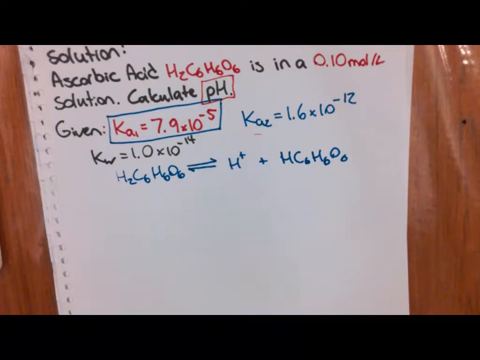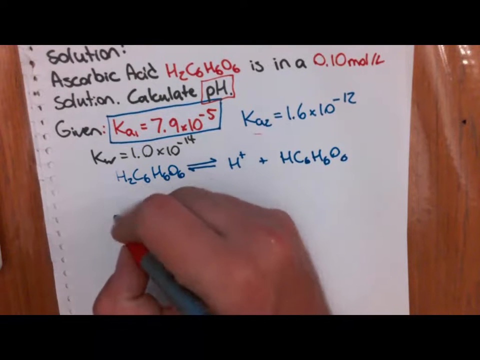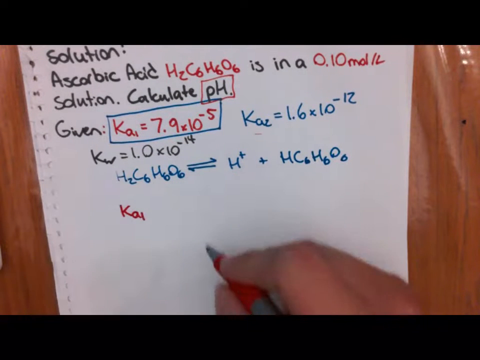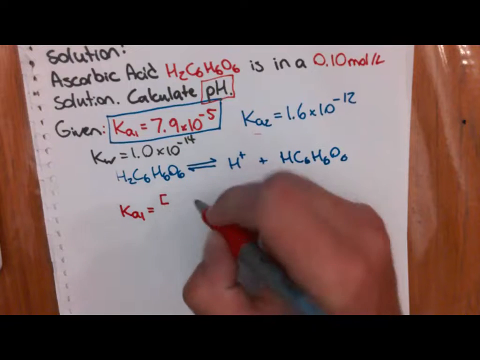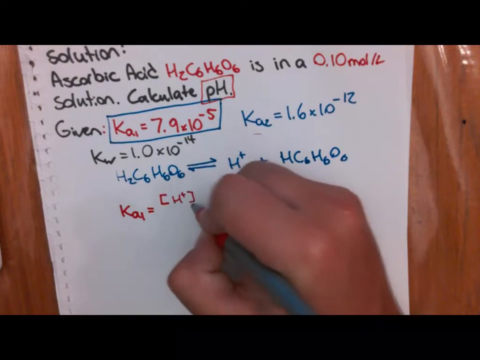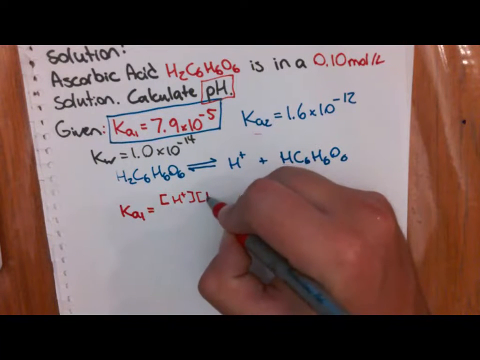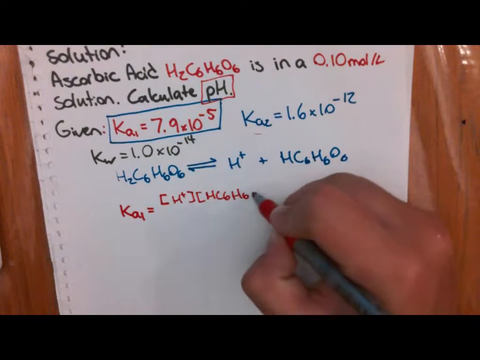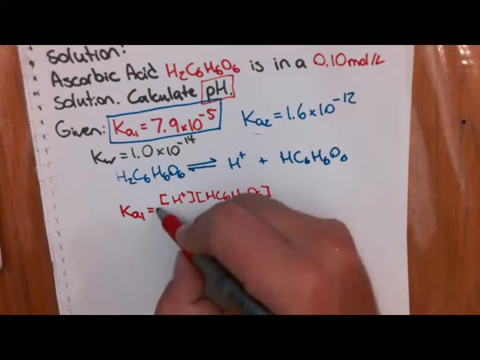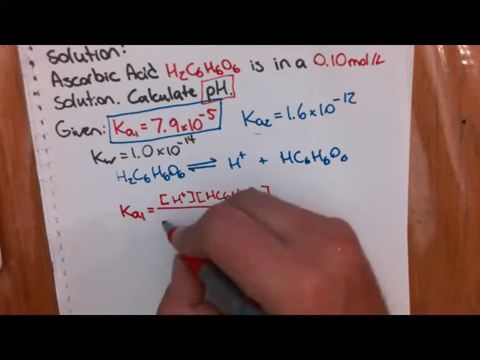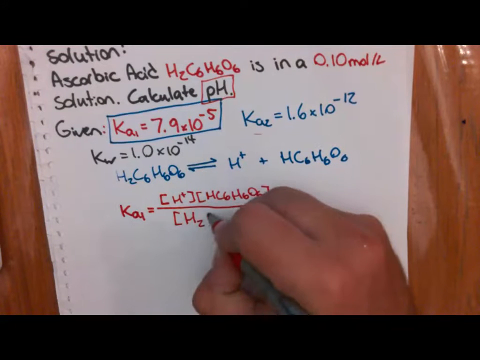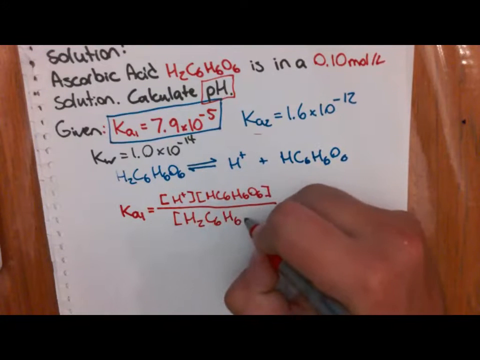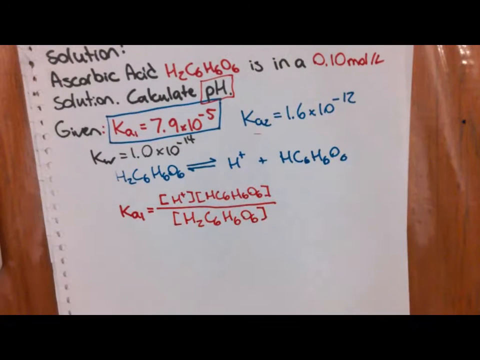So based off of that, what we can do is we can make our Ka equation. So if we write Ka1 is going to equal the concentration of H plus ions times the concentration of HC6H6O6, all divided by our concentration of our original acid, which is H2C6H6O6. And once we do that, then we can initially just start solving for X.